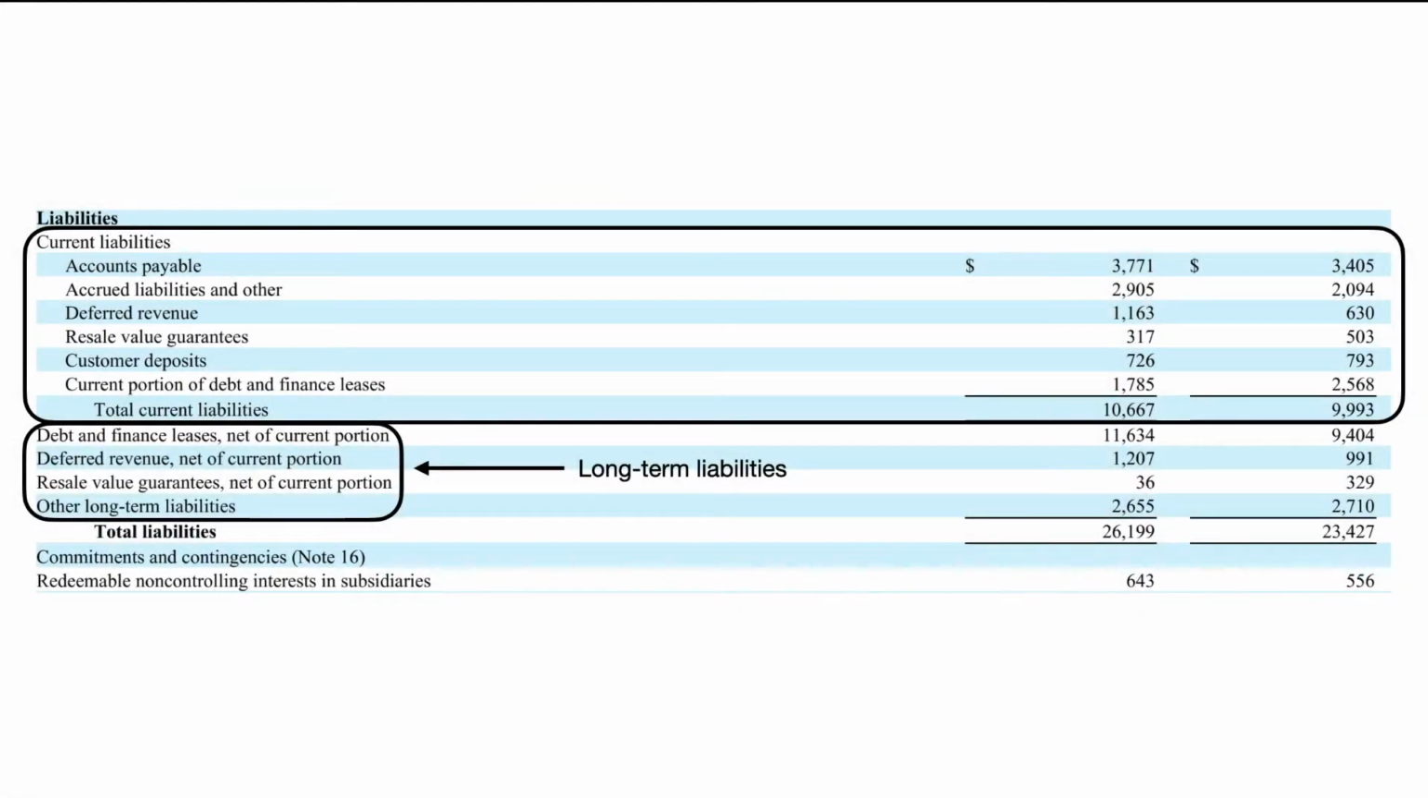Next, we have liabilities. Like the assets section, current liabilities are also designated under their own section of the document, while long-term liabilities are just underneath those. Near the bottom of this section is the total liabilities line item, which tells us that in 2019, Tesla had roughly $26.2 billion of liabilities.